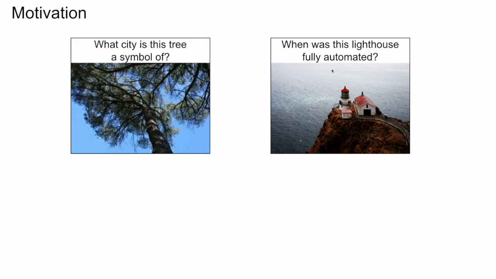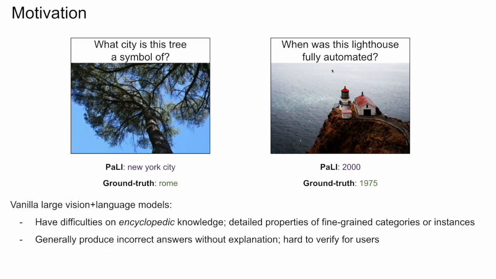And as true engineers, we go to a large vision and language system, and within Google that is PaLI. And PaLI tells us that this is New York City, and that the lighthouse was fully automated in 2000. Unfortunately, PaLI is wrong, and that's understandable because large vision and language models have difficulties in encoding this kind of encyclopedic knowledge into their weights. Moreover, they generally produce answers without any explanation, making it hard to verify for users.